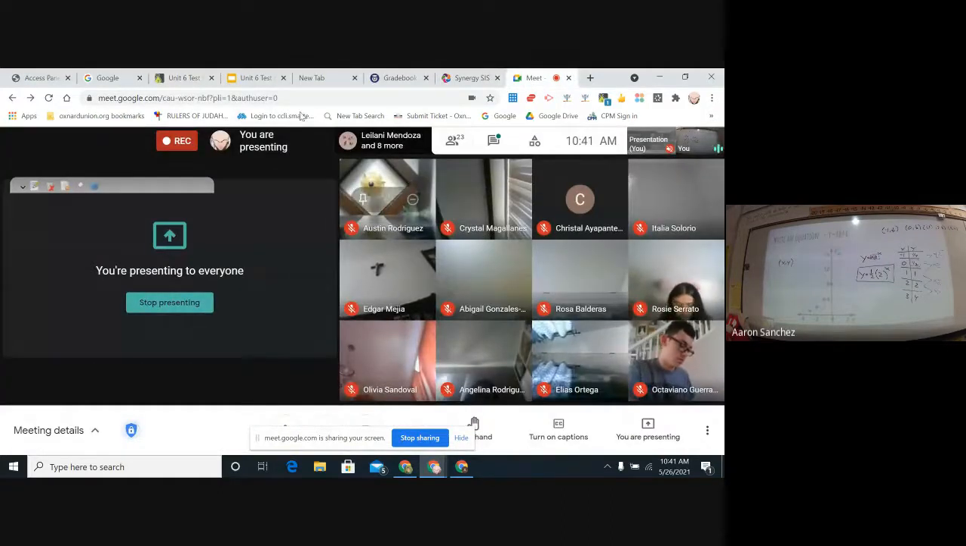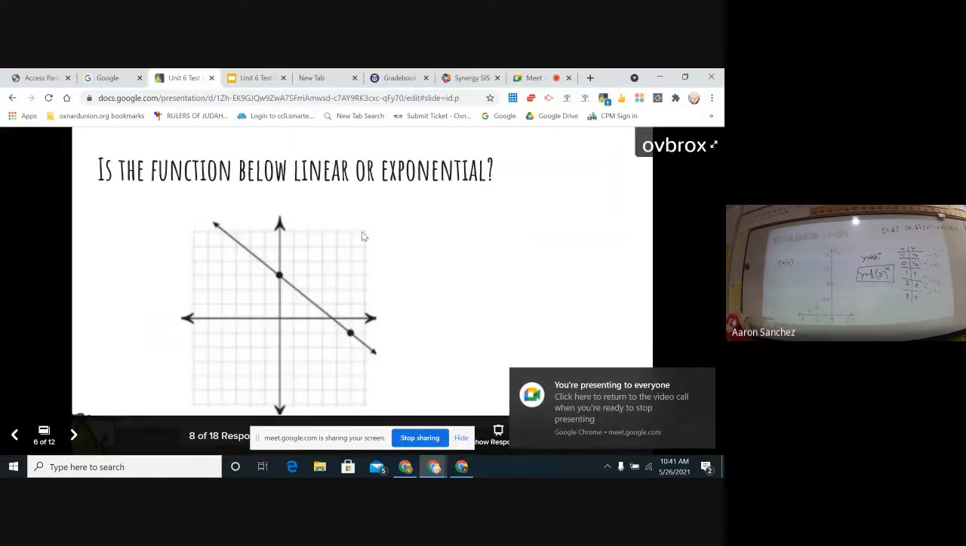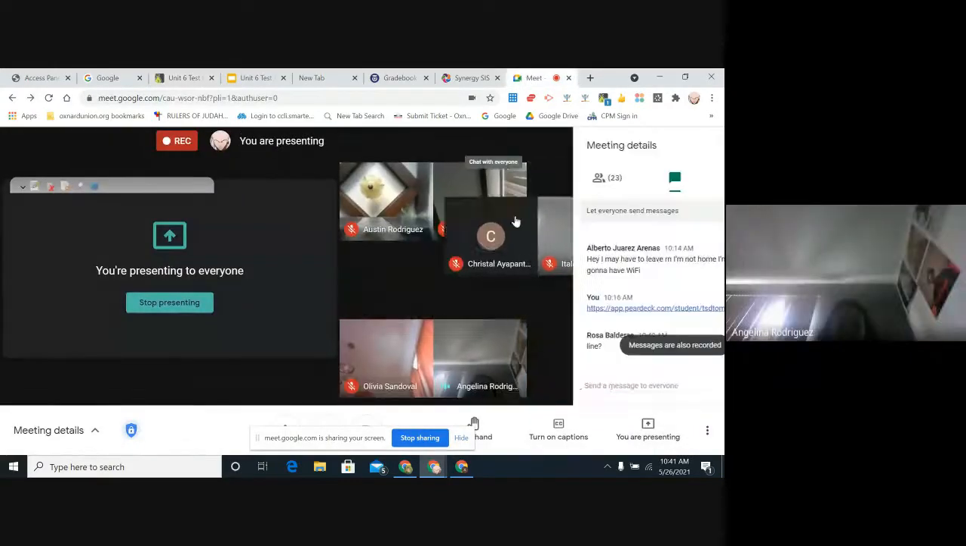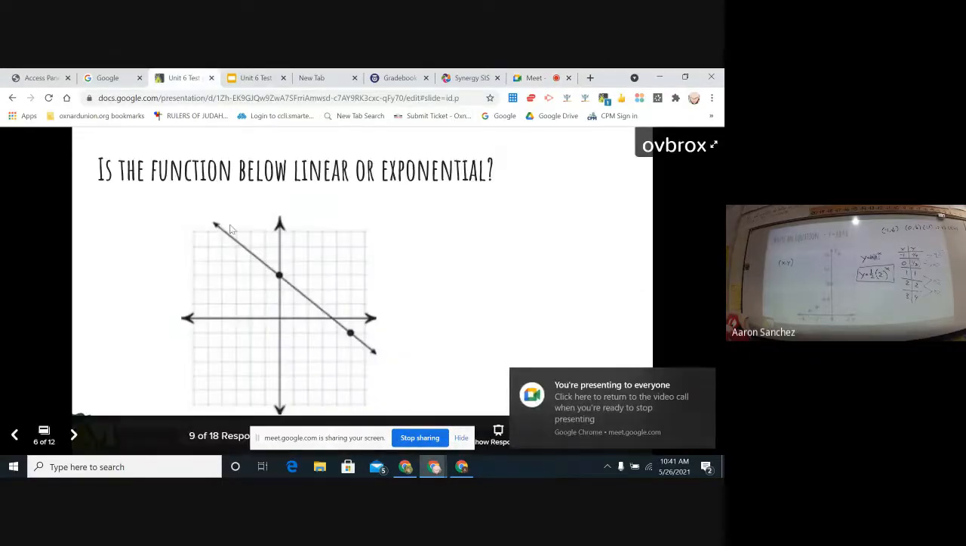Angelina Rodriguez, linear. Give me another word for linear that I'll tell my 9-year-old daughter. Oh, Rosa Balderas, you wrote it in the chat. Look what Rosa wrote in the chat. She is correct. Angelina Rodriguez, what's line? Yeah, line. Olivia, does that make sense? Yeah. So yeah, linear means line.